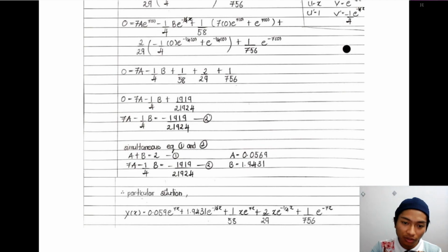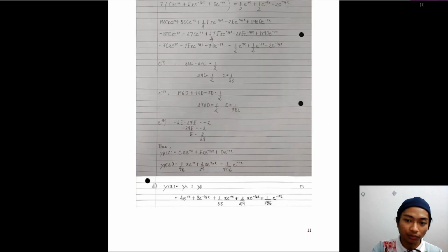Next, we get the particular solution for y(x) by putting in the values of a and b in the y(x) equation, and this is the final equation that we get. That's all from me for the manual calculation.